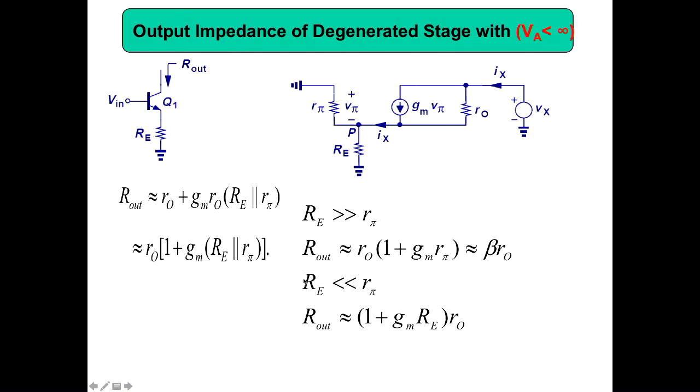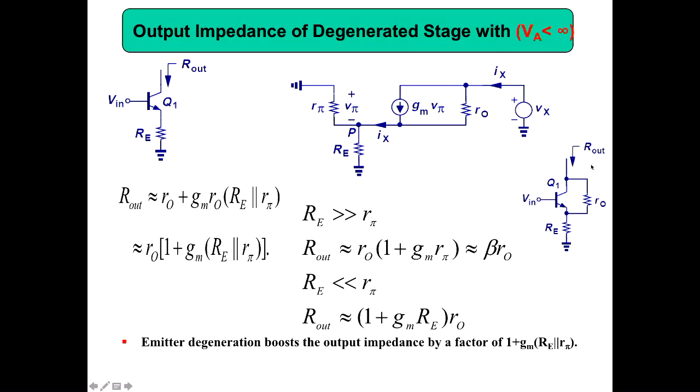Then if RE is less than R pi, if you connect a very small RE, then you are still getting some kind of bigger value, 1 plus GM RE into RO. See, this much increment you will be getting. So maybe you can draw it like this, so that you know that you have to take into account early effects. In order to remember, when you do the calculations, you have to take into account early effects, because this is V A less than infinity.